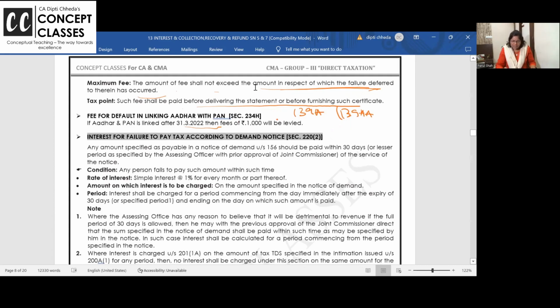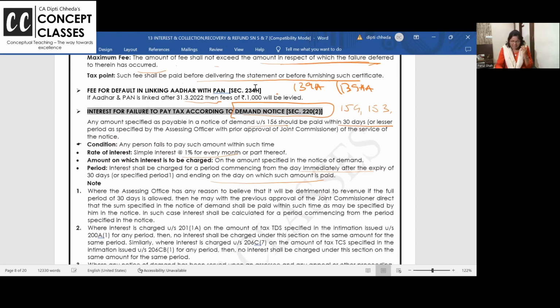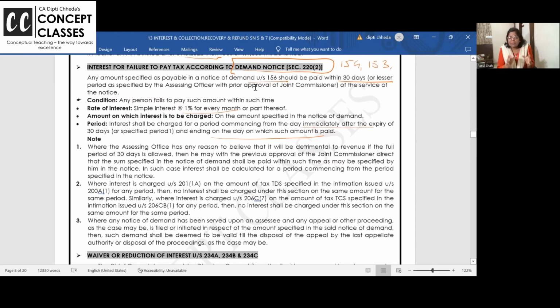And now, other than this, interest for failure to pay on reassessment. Whenever reassessment is done, 154 or that 153 audit, whenever the income is reassessed, then you will get a notice under 156, demand notice, that you have to pay this much tax within 30 days. If there is a default, 1% interest will start after the 30 days and end on the day on which tax is paid.